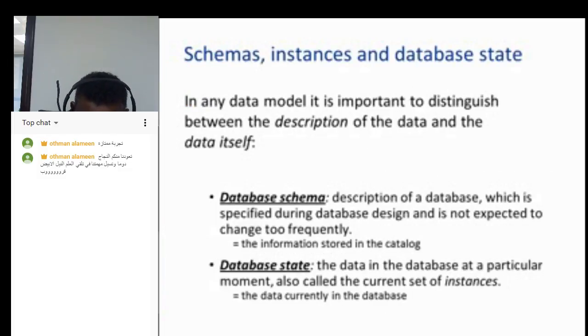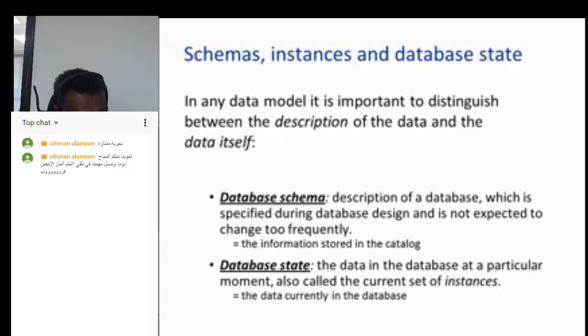Also very important is the concept of schemes, instances, and a database state. In every database application, it is very important to distinguish between the description of the data, the metadata, the data definitions, the data structures, constraints, etc., and the data itself. A database scheme is a description of the database. So it's basically the metadata. It describes the data structures, the connections between them, and so on.